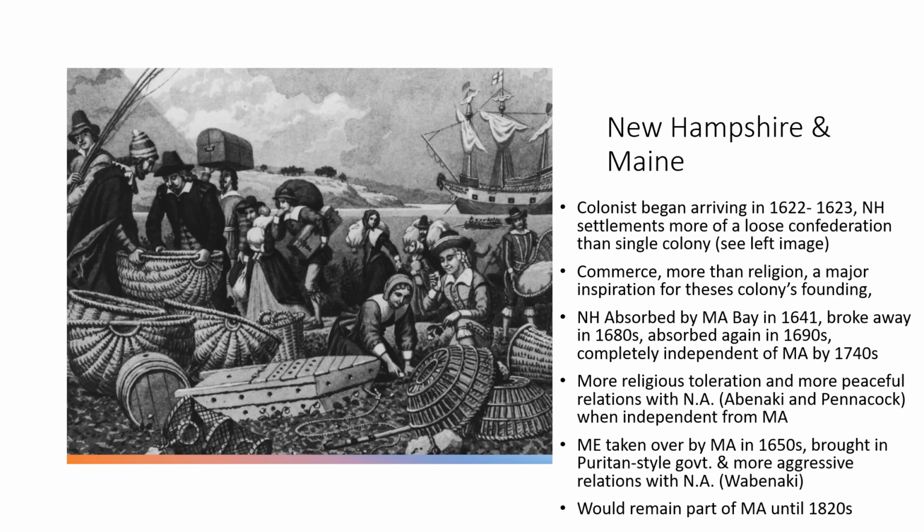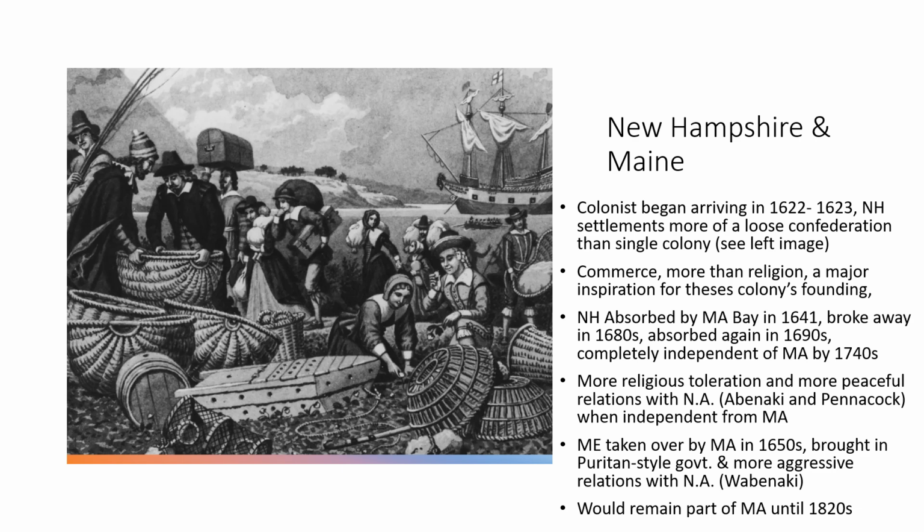Massachusetts Bay, they're pushing westward into Native American territory. They're also pushing northward into the territory of other English colonists. New Hampshire will break away in the 1680s. It will be absorbed again in the 1690s, and it will be completely independent as its own colony by the 1740s. So New Hampshire's kind of changing hands multiple times during this period. Generally speaking, there's more religious toleration and peaceful relations with Native Americans in New Hampshire during the periods in which they're not controlled by Massachusetts Bay. And the Native Americans we're talking about in New Hampshire are the Abenaki and Pennacock people.